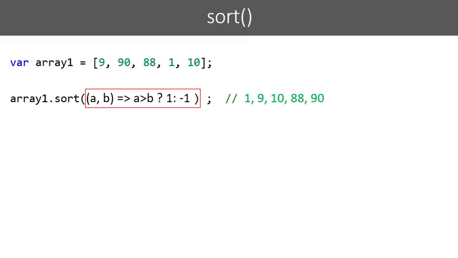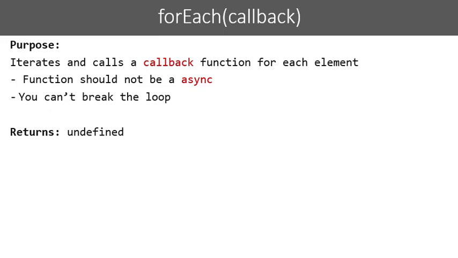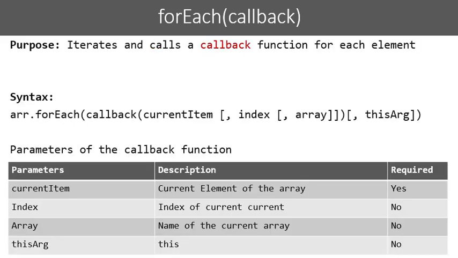So here I have written an arrow function in the sort method. Instead of writing a separate comparer function, you can write it as an arrow function or lambda expression. forEach is another important array method which accepts a callback function and executes the function for each element in the array. Please note the callback function should not be asynchronous. Another point to remember is that you cannot break the loop unless you throw an exception. It returns undefined. So here is the syntax.